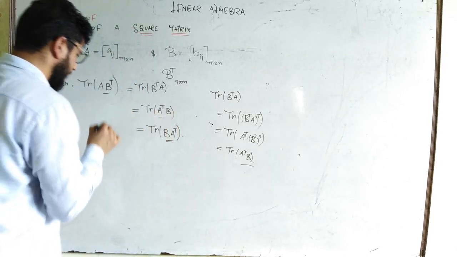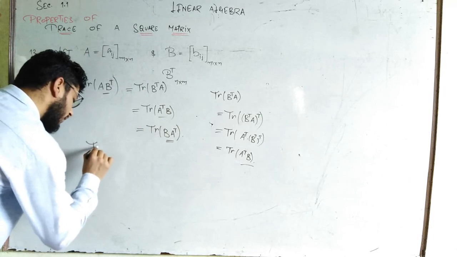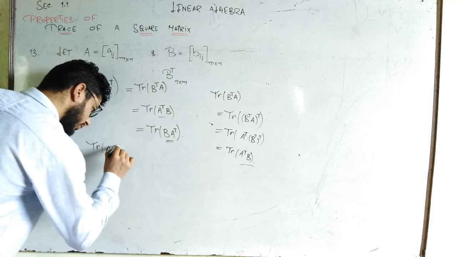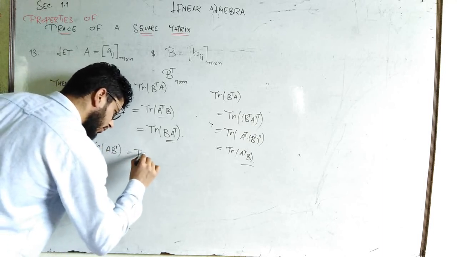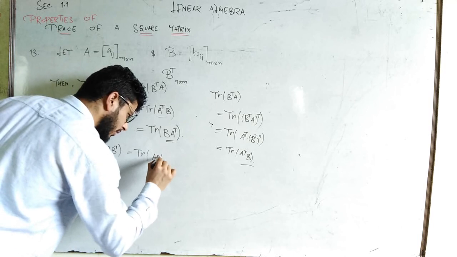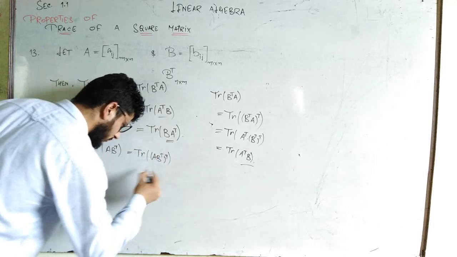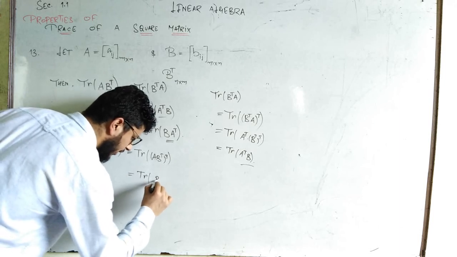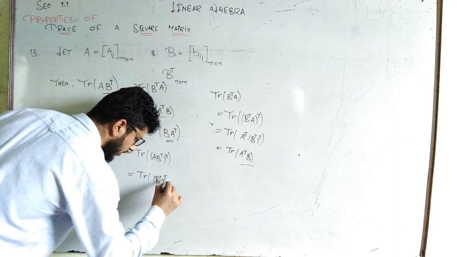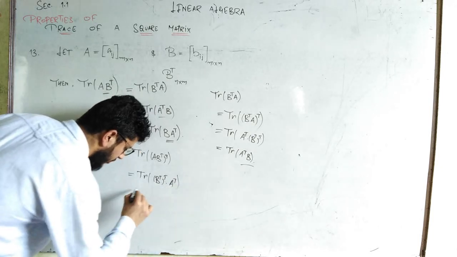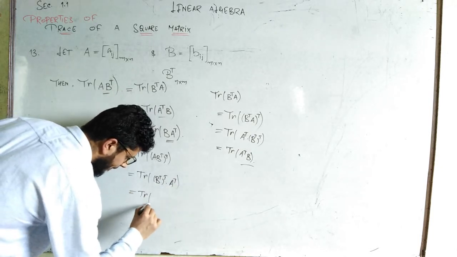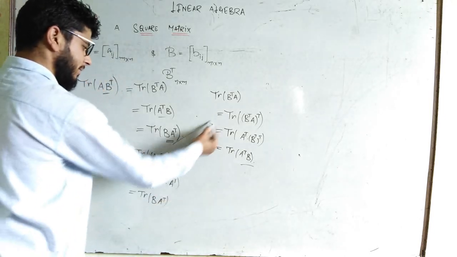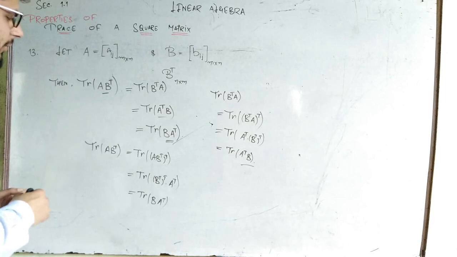Okay. That is this. Now how will you get this? You can just take trace of A B transpose, which is equal to trace of (A B transpose) whole transpose. Now by that property it is B transpose transpose and then A transpose. Now B transpose transpose is B only, and this is A transpose. So you will get this. Right. So this was property number 13.